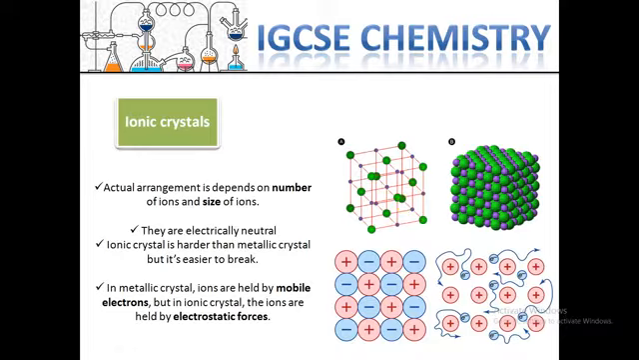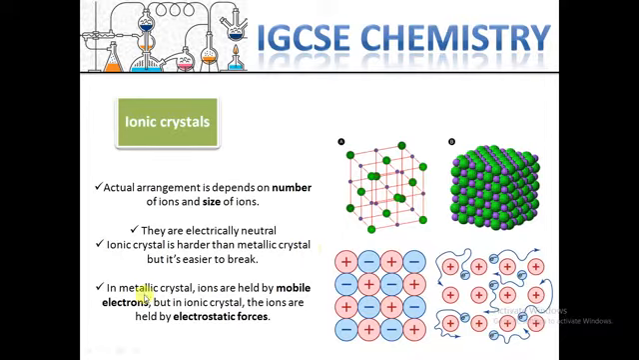They are electrically neutral because we have the same number of positive and negative ions. So when they create a crystal, at the end they are electrically neutral. An ionic crystal is harder than a metallic crystal, which we talked about before, but it is easier to break down.